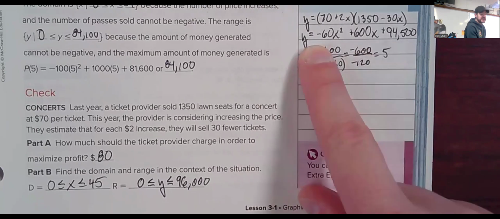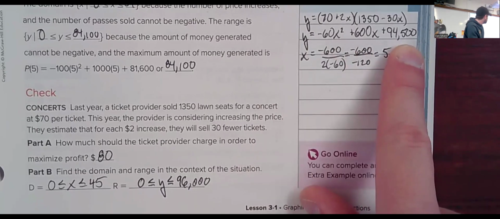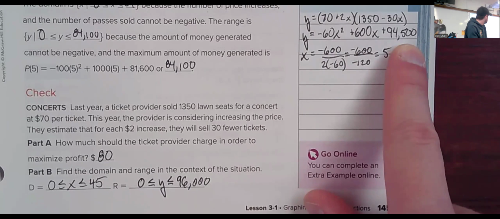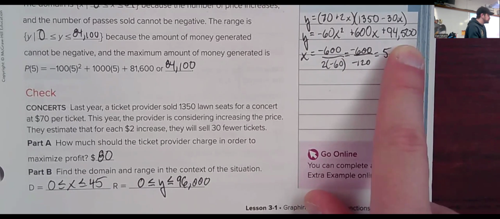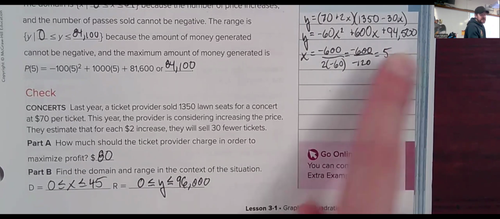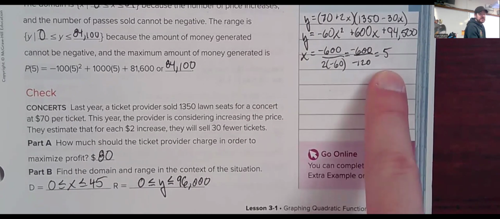It's important to get this because from here you can figure out the x value of the vertex, which will be the point at which the maximum exists, which will tell you how many $2 increases to make. So if you say opposite b over 2 times a, you get 5. Question, Julia?